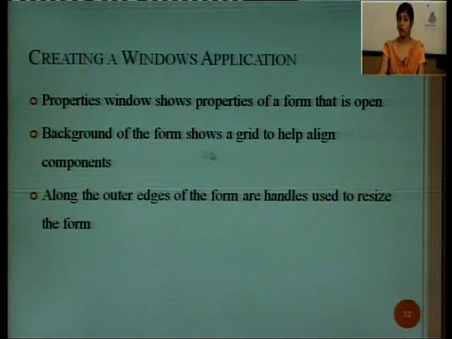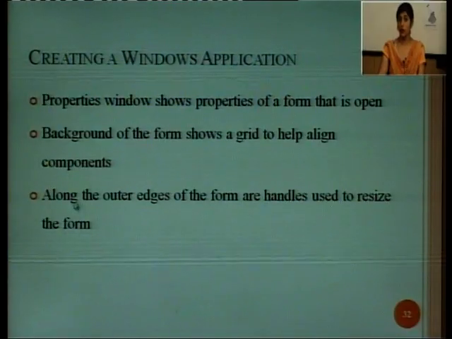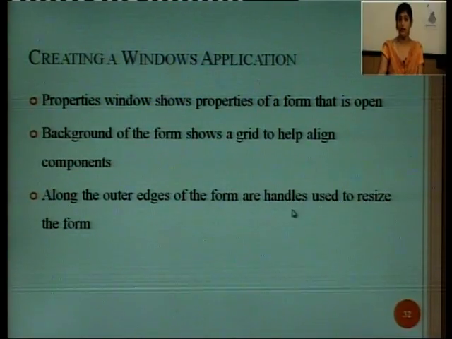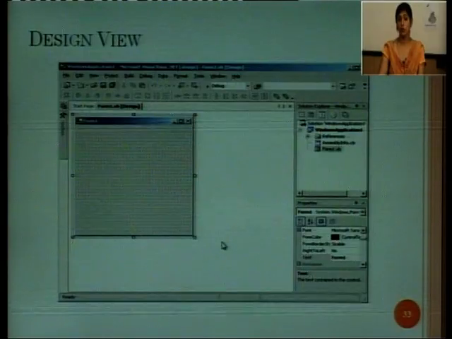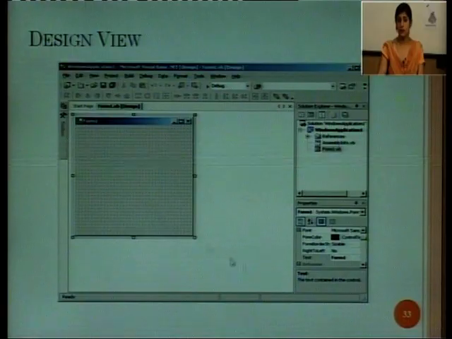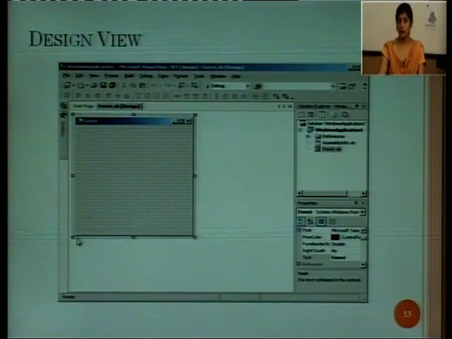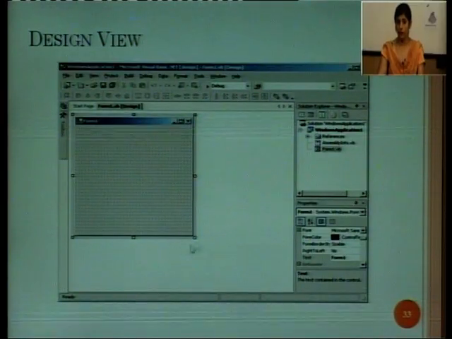The background of the form shows a grid to help align components, and along the outer edges of the form are handles used to resize the form. Look at this. Whenever this window appears, when you select this form, a Properties window is here. These are the properties of that form, this is the Solution Explorer window, and these are the grid lines used here to resize the form. That I have already told you. How can you resize the form? You can resize the form by dragging it here and here.